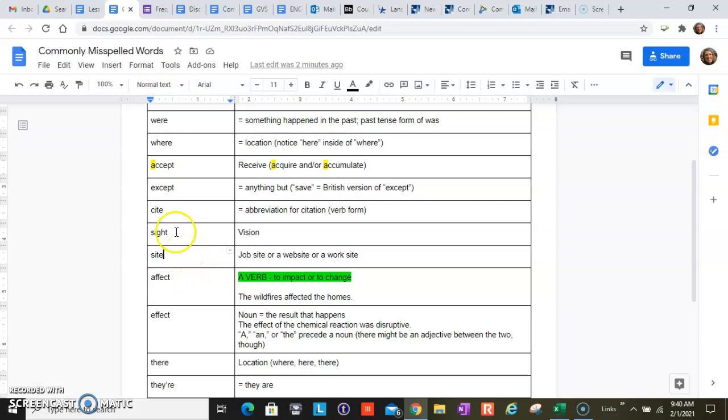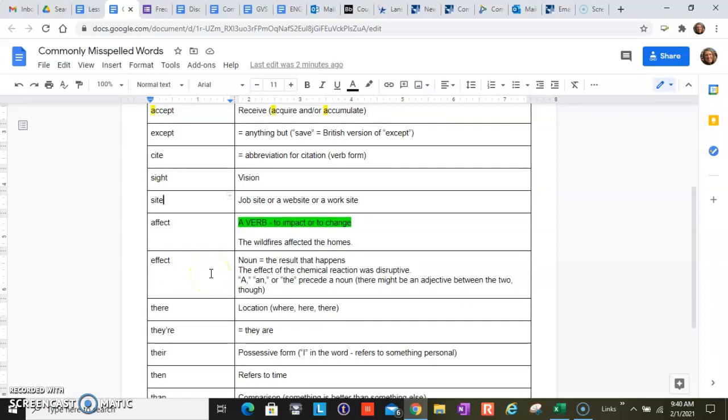Affect, effect, again, I don't know how I know these, but I do. You just have to remember that affect is a verb, meaning to change or to impact. The wildfires affected the homes. And then effect is the noun, the result that happens. The effect of the chemical reaction was disruptive.